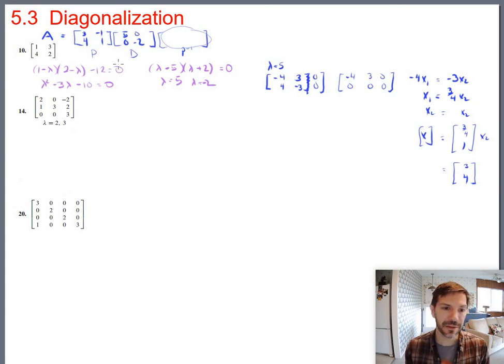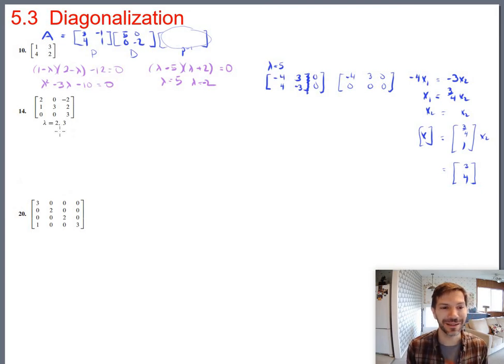Okay, so that's fine for number 10. And again, if you look in the back of the book, they might have the 5 first and then the negative 2, or they might have the other way around. They might have the negative 2 and then the 5, in which case the columns here will be reversed. Either one works.